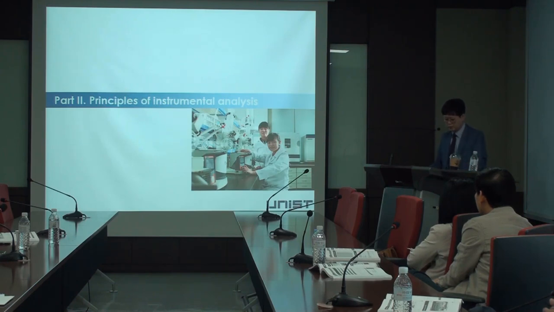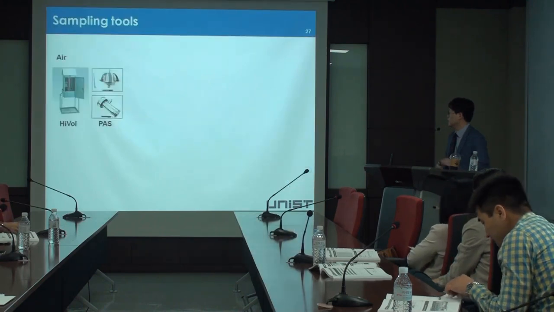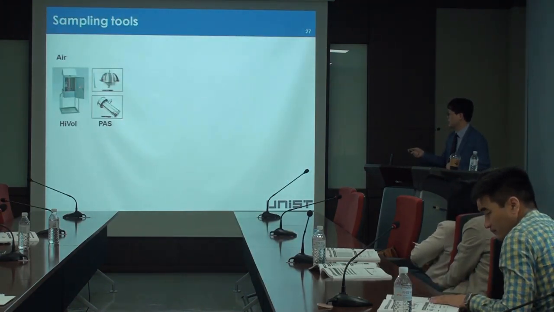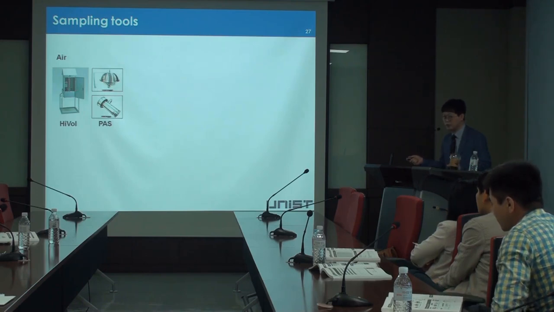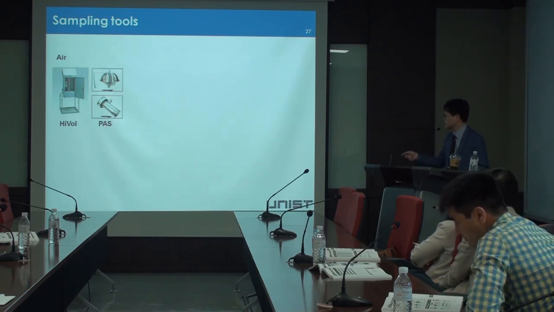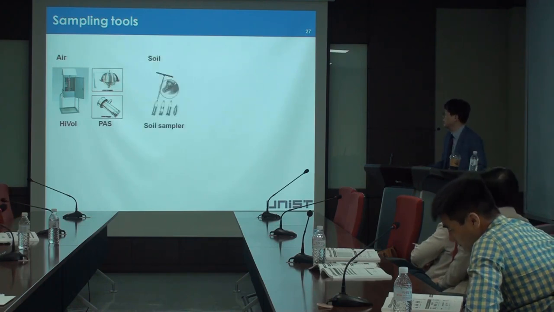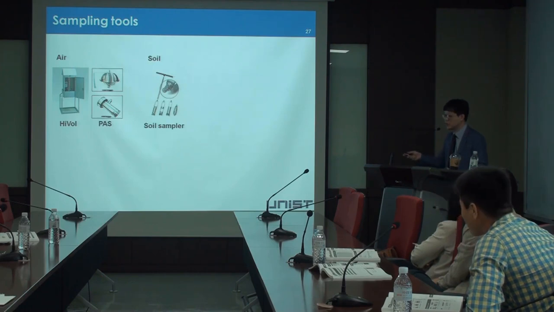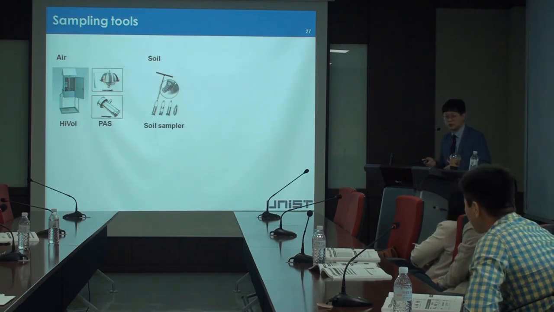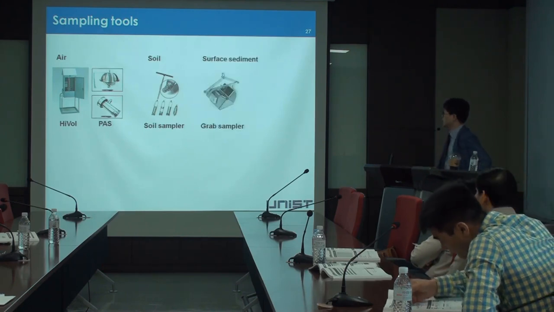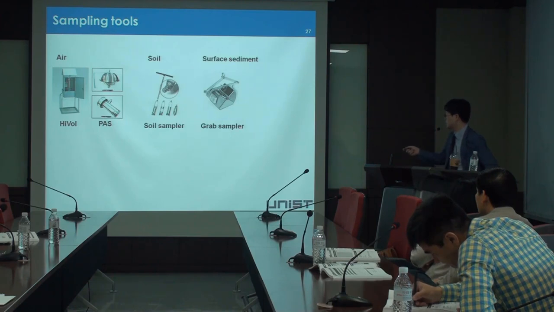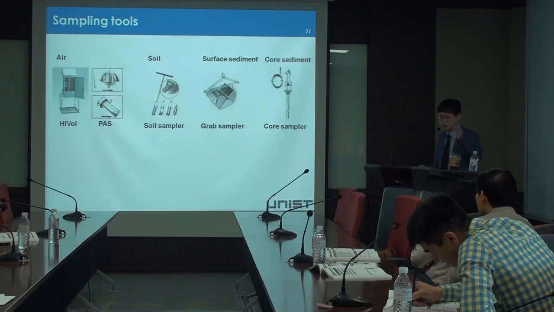The second part is the principles of instrumental analysis. Okay, the sampling tools. For air, a high volume sampler is required, or sometimes a passive sampler. Passive samplers are widely used recently. For soil sampling, a simple soil sampler or shovel can be used. It's not a big deal, it's easy to prepare a soil sample. For surface sediment, we can use a grab sampler, and a core sampler can be used for sediments.